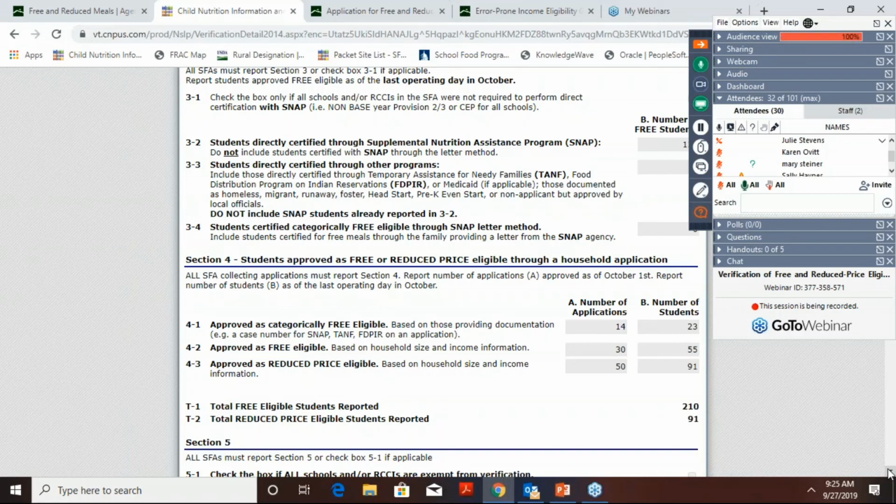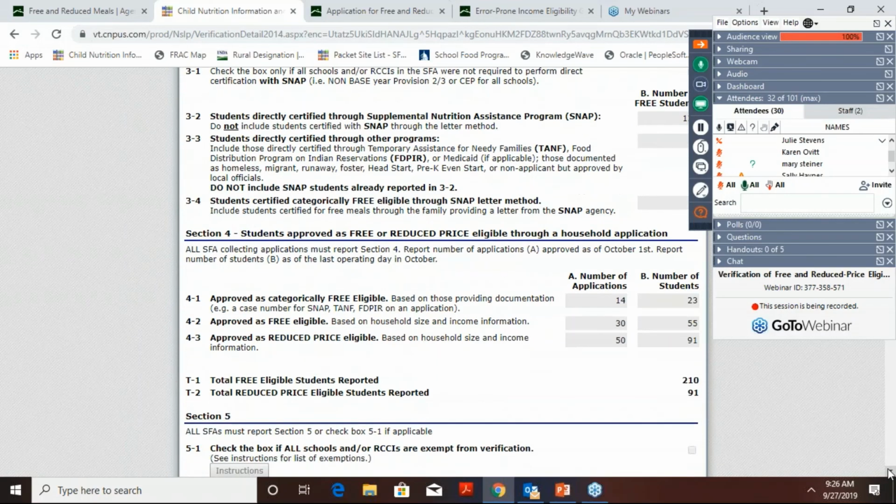In 3-3, you're including students directly certified through other programs. So TANF or in Vermont Reach Up, FDPIR, which is the Food Distribution Program on Indian Reservations, we don't have in Vermont. Medicaid is not applicable here. And then those documented homeless, migrant, runaway, foster, Head Start, pre-K, even start by the appropriate officials, so like the homeless liaison or the migrant coordinator. And you're not including those SNAP students that you already reported above.